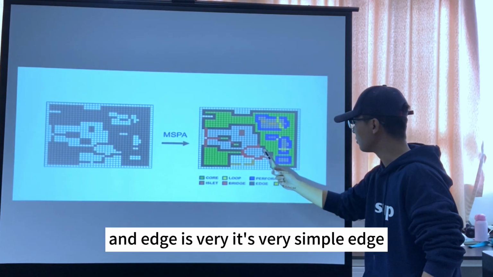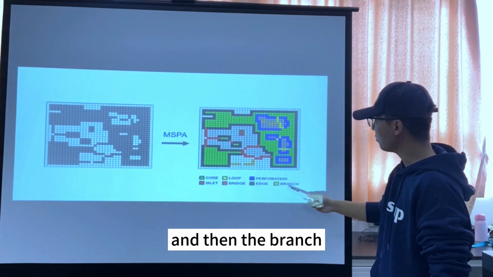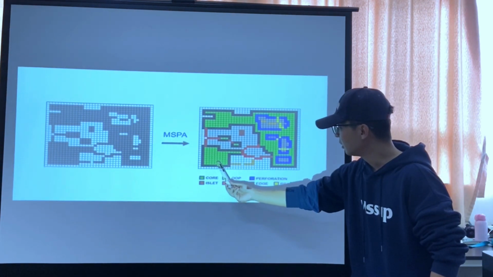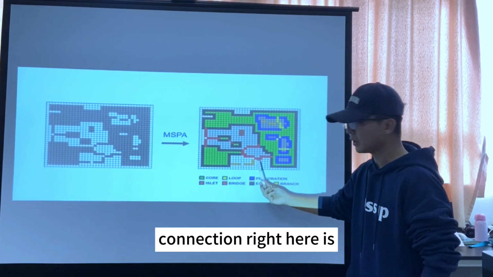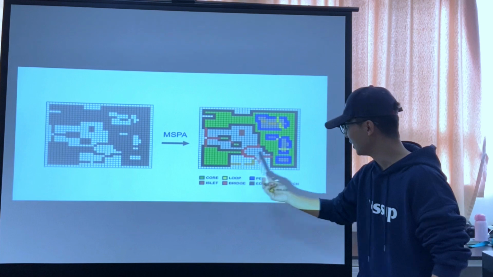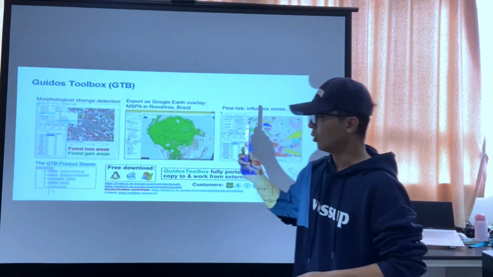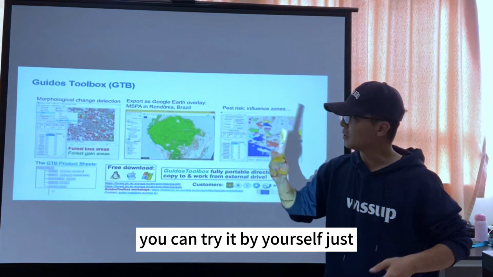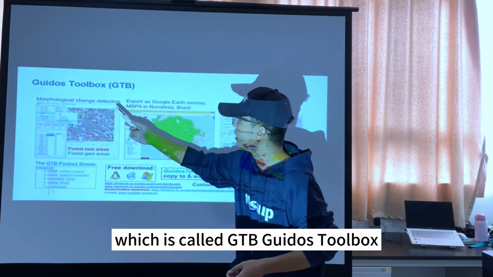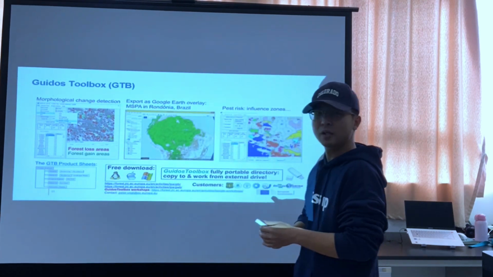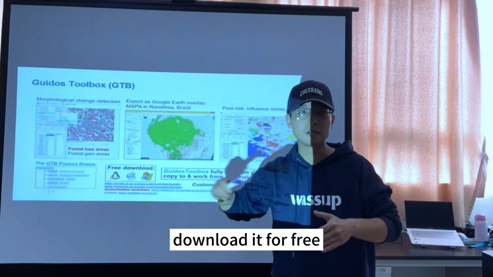And edge is very simple. And then the branch: connected to the core or bridge, here is a branch. So you can try it by yourself. Just use this software, which is called GTB, GuidosToolbox. You can search for it on Baidu or Google, and then download it for free.